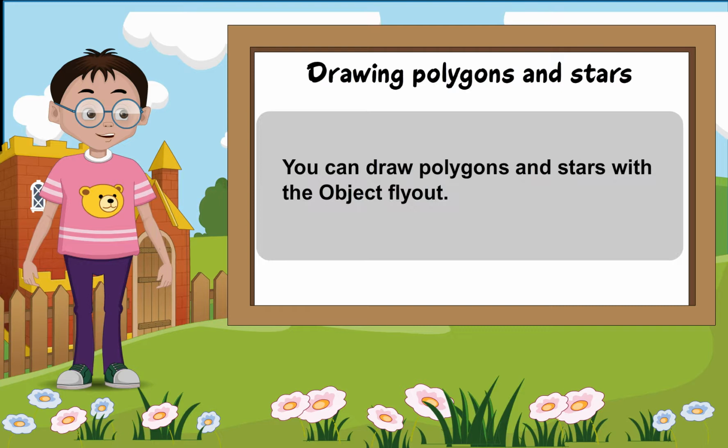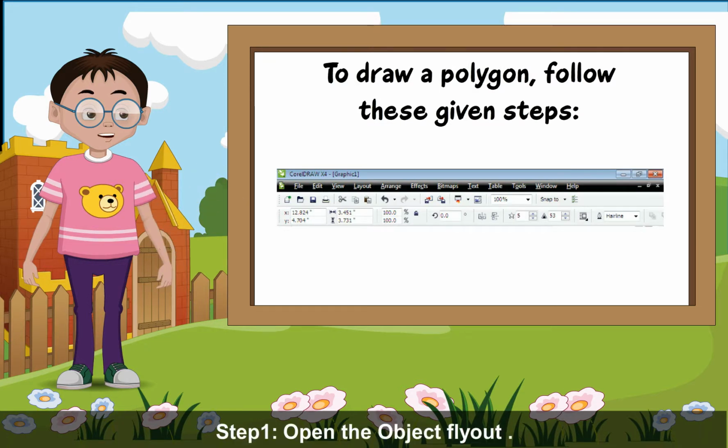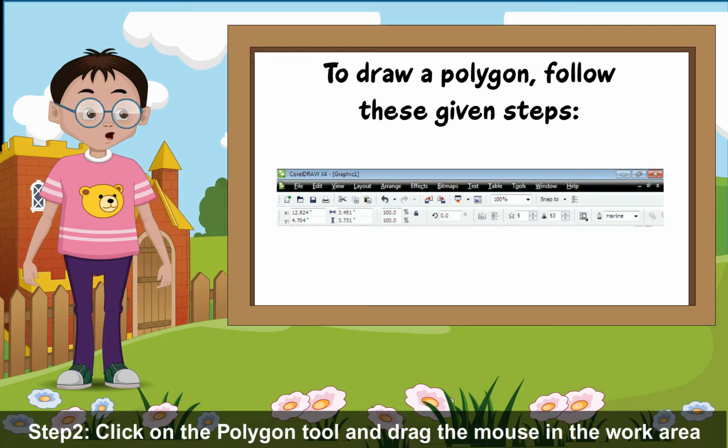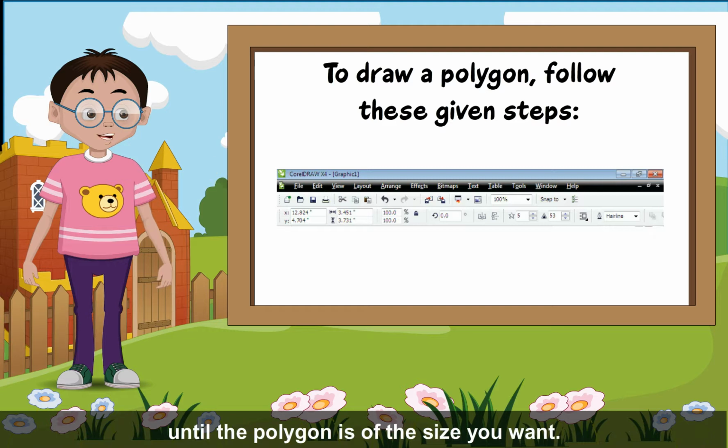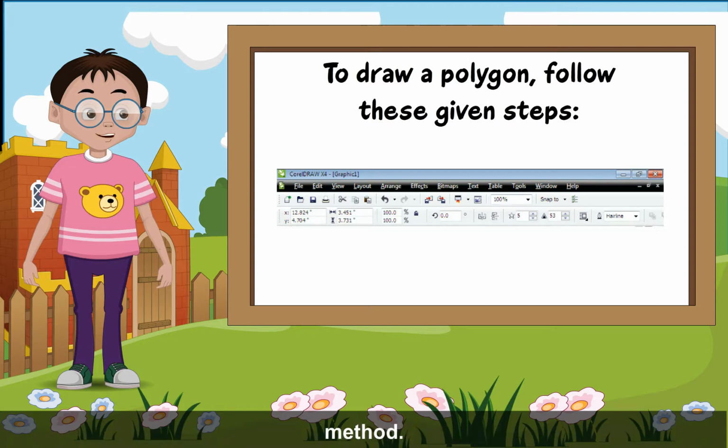Drawing polygons and stars. You can draw polygons and stars with the object flyout. To draw a polygon, follow these steps. Step 1. Open the object flyout. Step 2. Click on the polygon tool and drag the mouse in the work area until the polygon is of the size you want. You can change the number of points in the polygon by following this method.